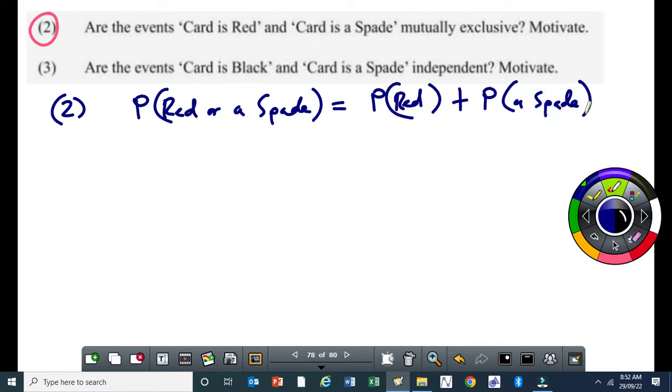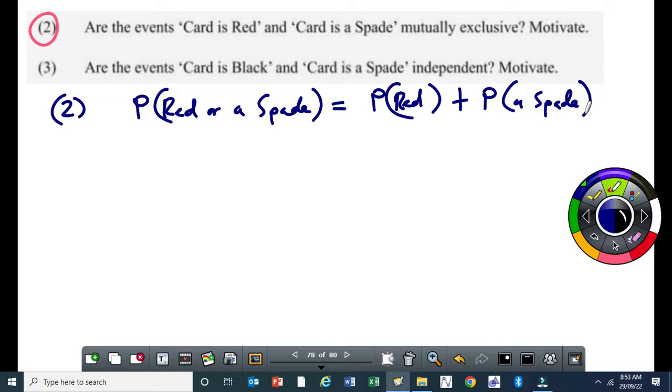Okay? So let's check that the left hand side is equal to the right hand side. If it is, then we can conclude that therefore the two events are mutually exclusive. Okay, please, your justification there would be the fact that the left hand side will be equal to the right hand side, then you give the conclusion.